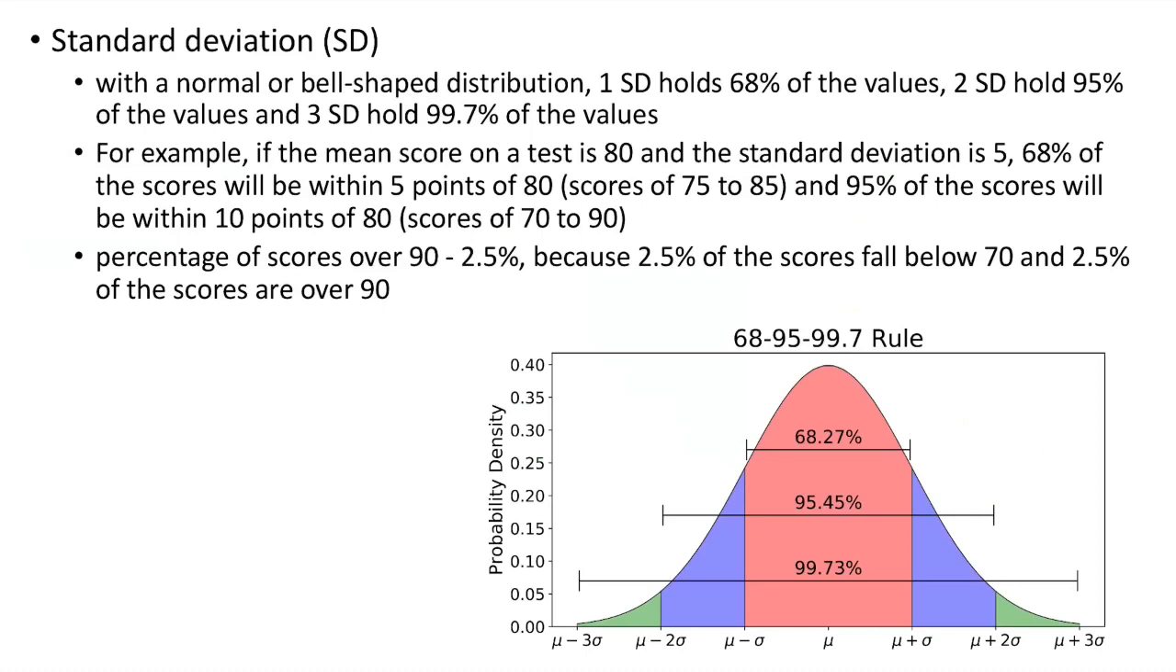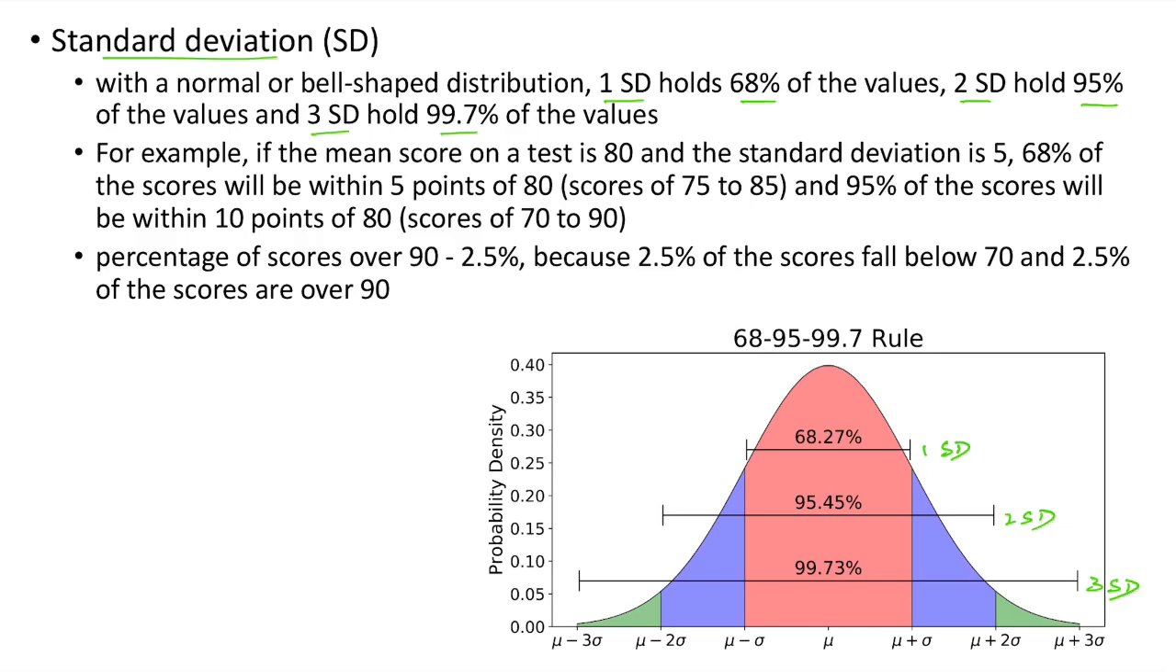Now let us see about standard deviation. With a normal or bell-shaped distribution, one standard deviation holds 68% of the values, two standard deviations hold 95% of the values, and 3 standard deviations hold 99.7% of the values. This is 1 standard deviation, this is 2 standard deviations, and this is 3 standard deviations.